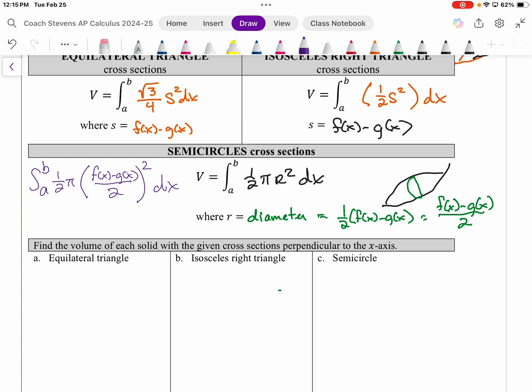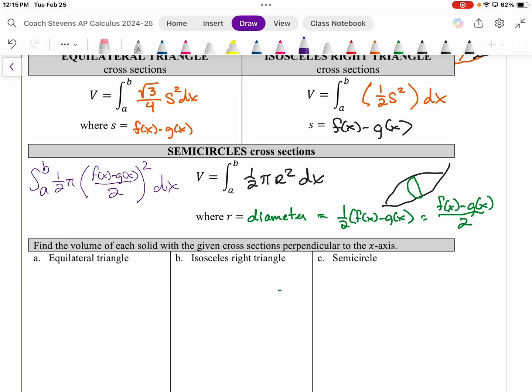Okay, so that first 1/2 is because I have half of the circle. The other 1/2 is inside, because we have to take f of x minus g of x, which is the diameter, and divide it by 2, and that gives me my true radius. So again, if you're looking for a formula to memorize to use with semicircles, the purple one is probably the fastest way to do it.